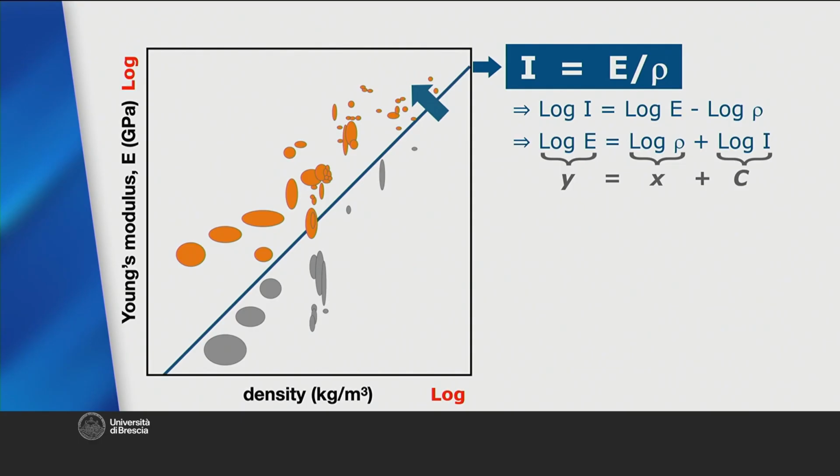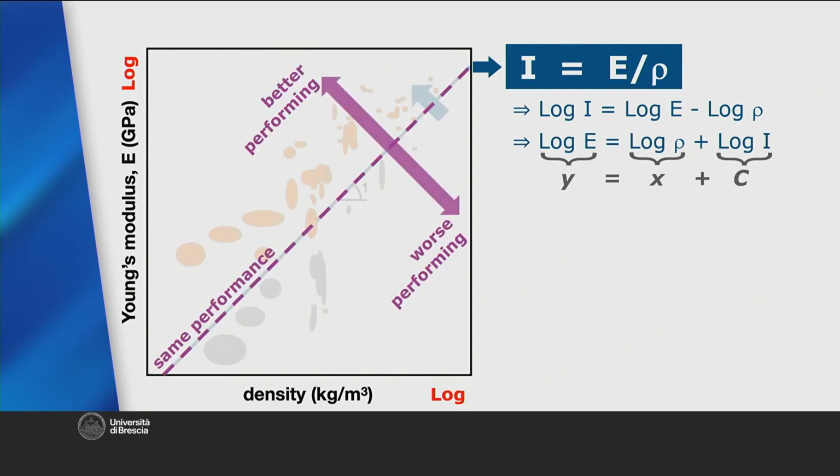Applying an index graphically therefore means drawing level lines that cross the bubbles in the diagrams. These lines represent the performance of materials or their families. All materials that are on the same line have equivalent performance. Those above are better, those below are worse. The distance between the lines also tells us how much better one material performs compared to another.